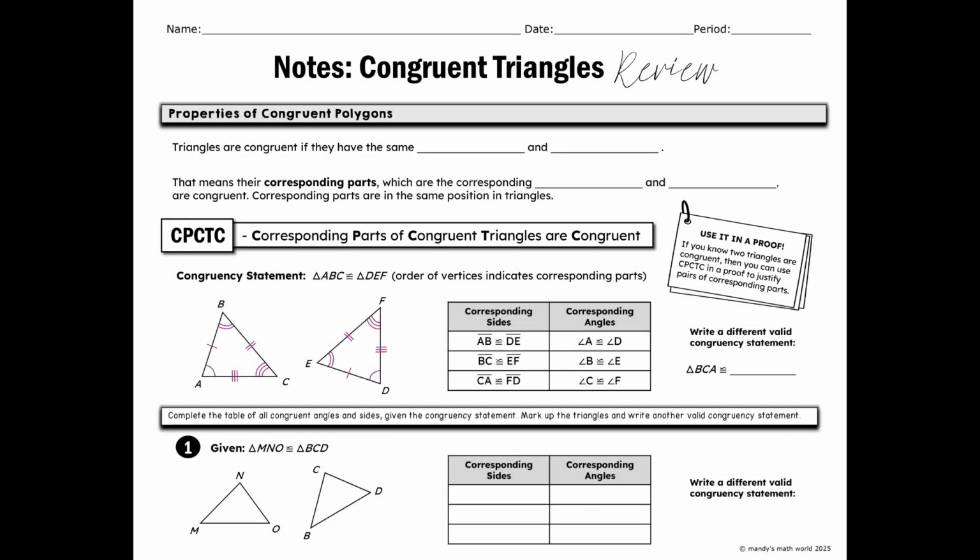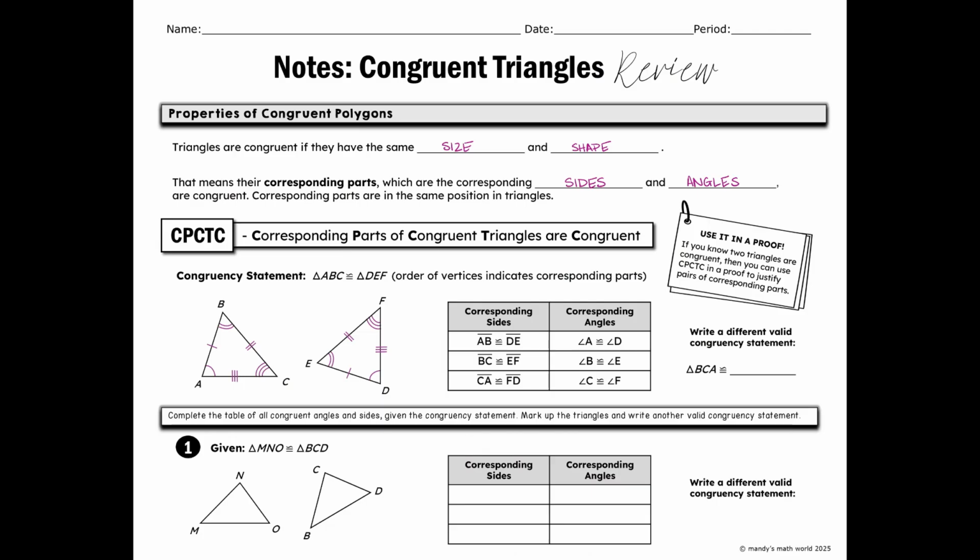These notes are a review of congruent triangles, and let's first talk about the properties of congruent polygons. Triangles are congruent if they have the same size and shape. That means their corresponding parts, which are the corresponding sides and angles, are congruent. Corresponding parts are in the same position in the triangles.